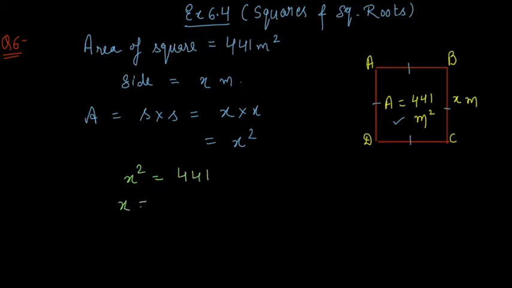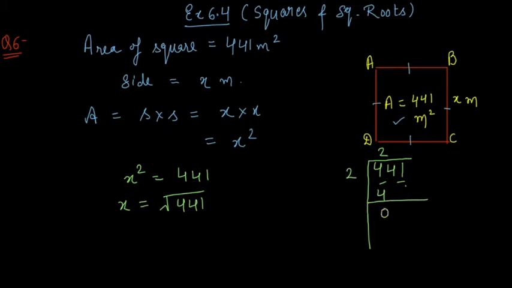If I want to calculate x, it will be the square root of 441. Now, how can we calculate the square root of 441? We can use the prime factorization method also, or we can do the long division. Let's see. If you make pairs, this is 2, 2 to the 4. 4 minus 4 is 0. When I copy the next pair, which is 41, 2 plus 2 is 4. And this is very straightforward. 41 into 41 will give me the same number which I am needing. So from here, x is coming out 21 meter, right?